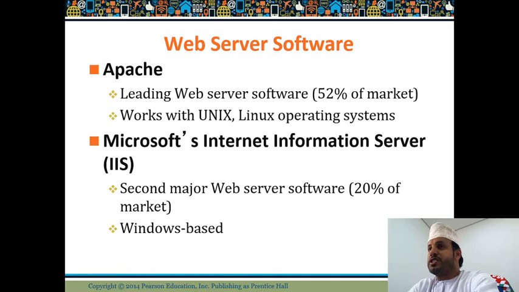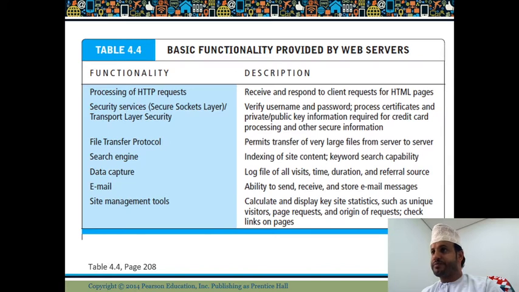Microsoft Internet Information Server, IIS, is commonly used for Windows systems. Also, Apache is running on Windows too. But IIS is not working on Linux. But Apache can run on it, as there's a version especially for Windows servers. And IIS has mostly 20% of the market.